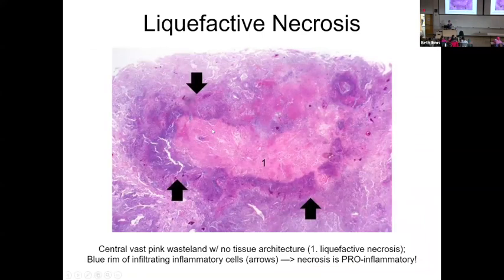We're making a big mess. We've liquefied cells. They're releasing all kinds of pro-inflammatory stuff. There might be bacteria in here. So the pink is the vast pink wasteland. That's the necrosis. And then this blue rim, nuclei stained blue. So all of this blue is inflammatory cells surrounding the necrotic area because it's calling in inflammation.